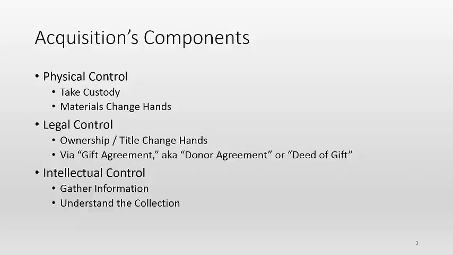The last component of acquisition is gathering or establishing intellectual control by gathering information to understand the collection, its contents, and the circumstances of its creation. The end result is a well-understood collection that the archivist can describe to provide high-level access to researchers.